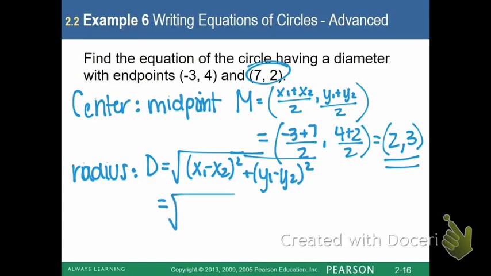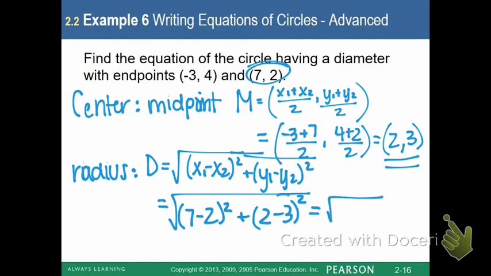Okay, so when I plug this in, I'm going to subtract my x's here. So we'll do 7 minus 2 squared plus, and then I need to do the y's. So 2 minus 3 squared, which gives me the square root of 25 plus 1, which is the square root of 26. So that right there is the radius.